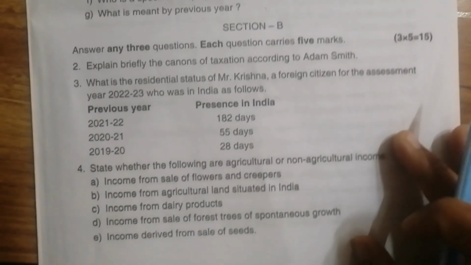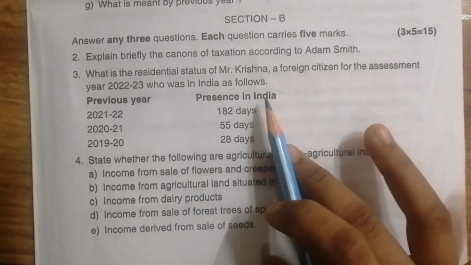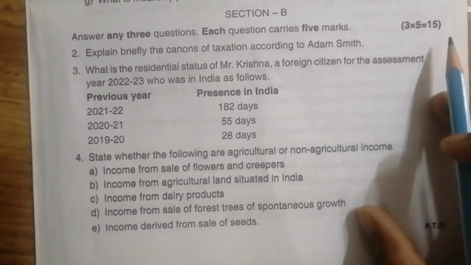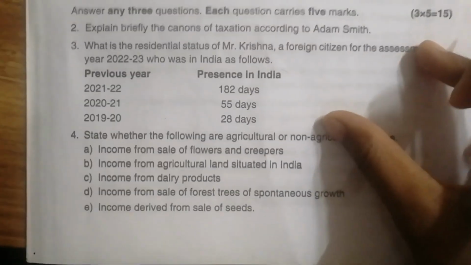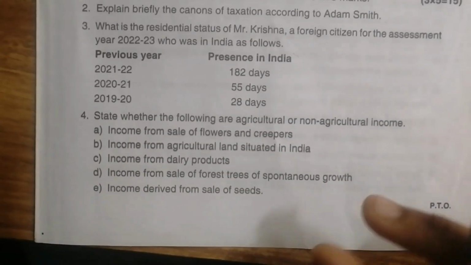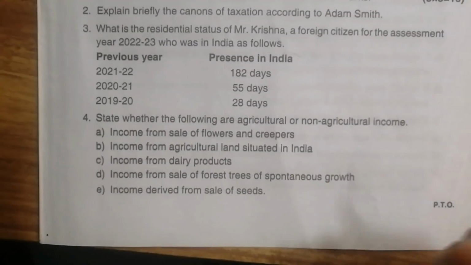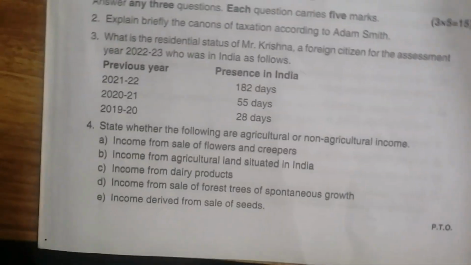Section B, 4 marks questions. Explain briefly the canons of taxation according to Adam Smith. What is the residential status of Mr. Krishna? So this is a practical sum, where agricultural and non-agricultural income has to be considered.